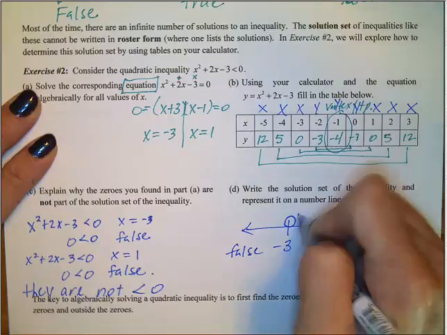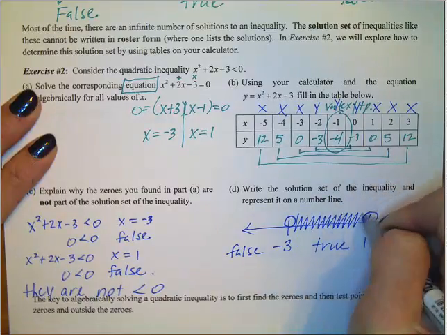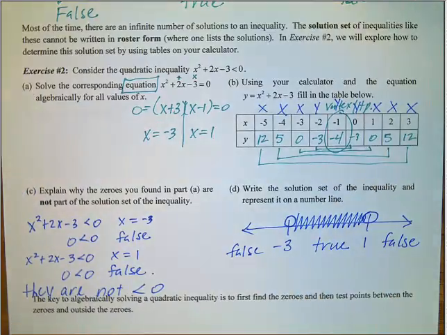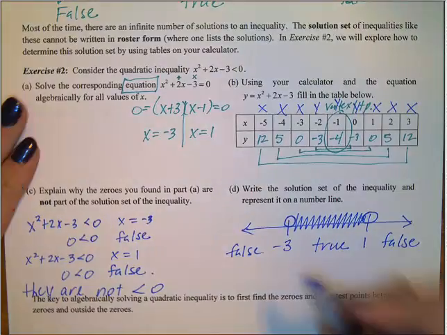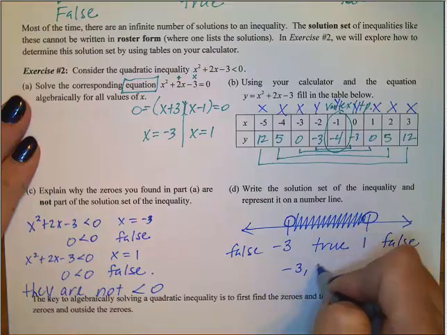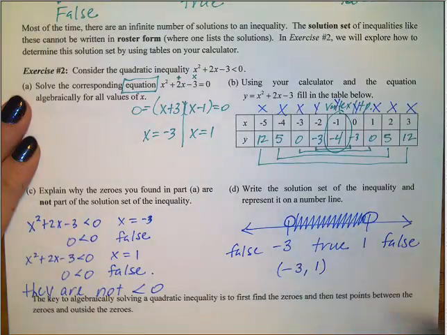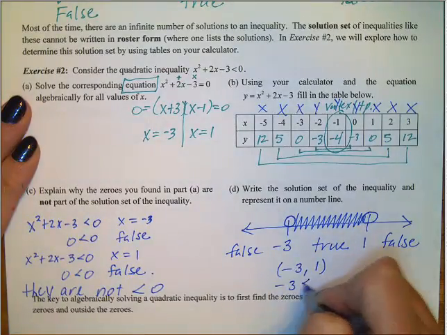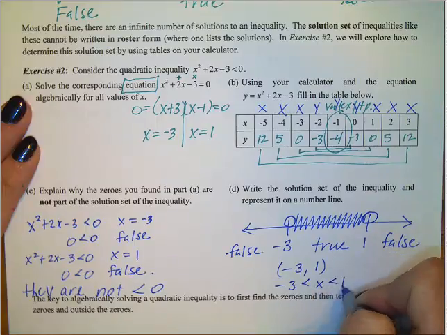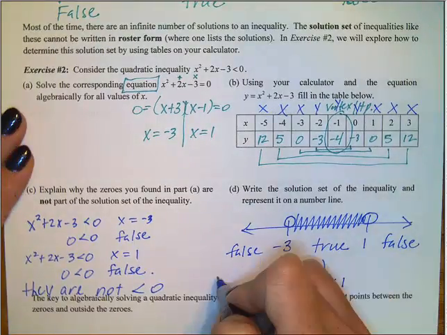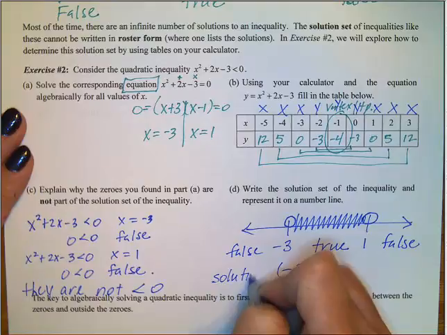So I am going to shade on my number line in between negative 3 and 1. Now I need to write the solution. So your choices are negative 3 and 1 with parentheses, or to write inequalities, negative 3 less than x less than 1. Either of these are the solution.